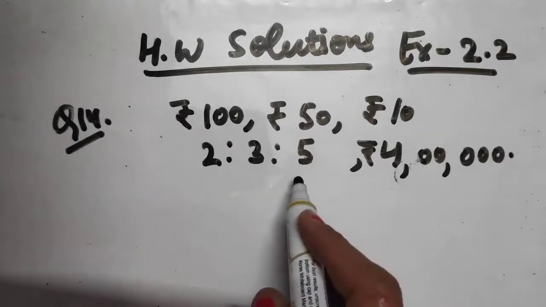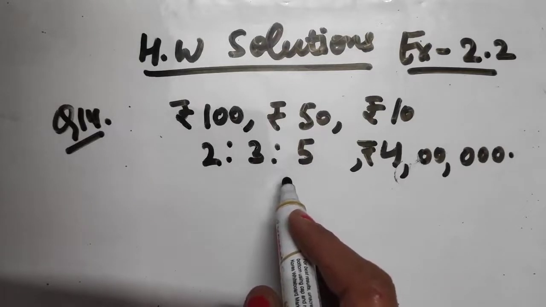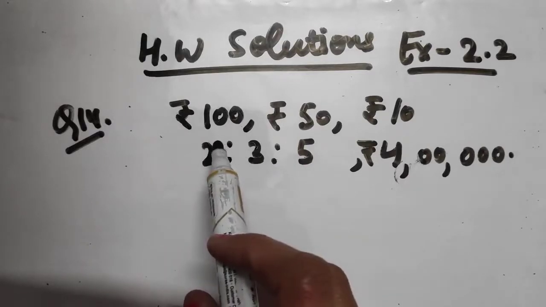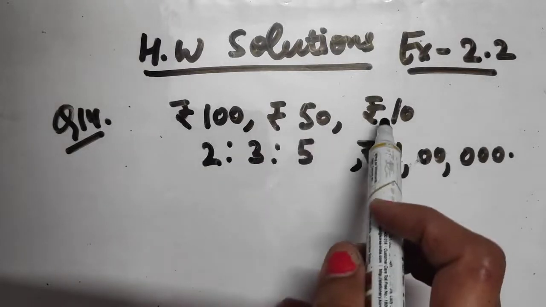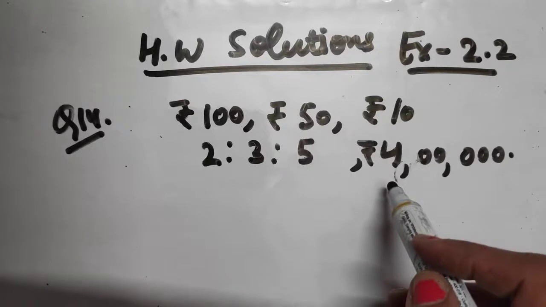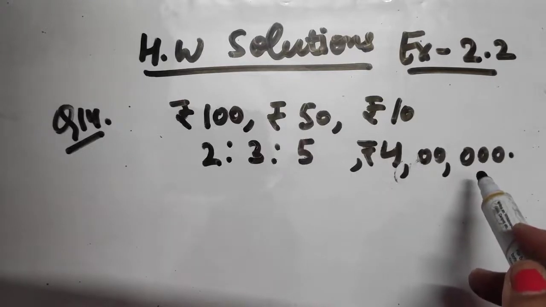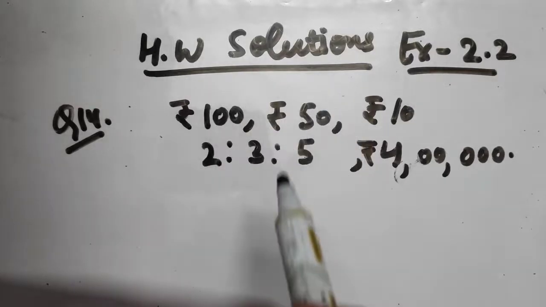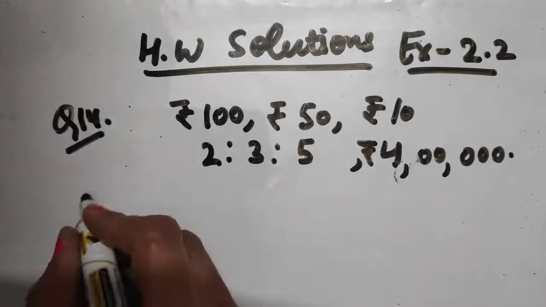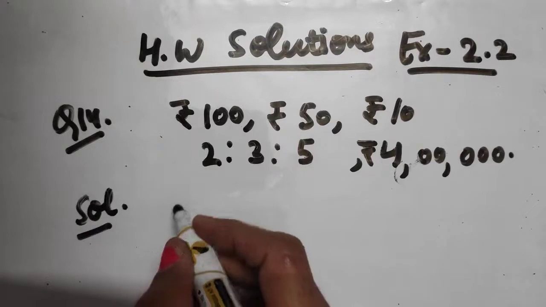The ratio of the numbers of notes is being given to us, and she has the denominations of rupees 100, rupees 50 and rupees 10. The total cash is given to us as rupees 4 lakh, and we are supposed to find how many notes of each denomination she has. So, what will be the solution?